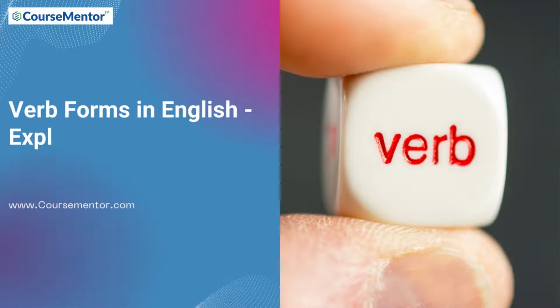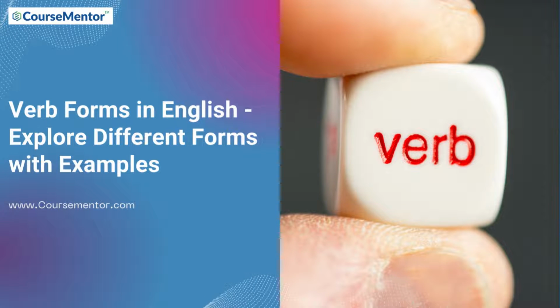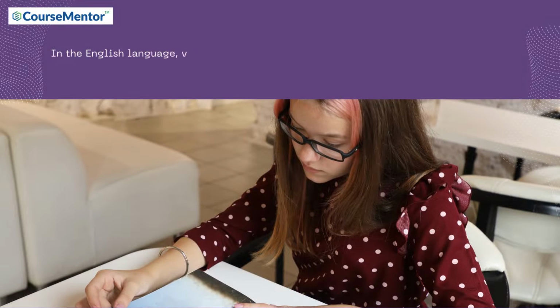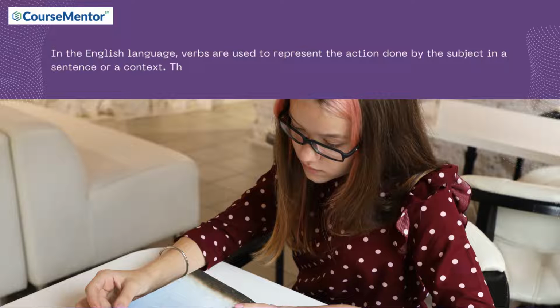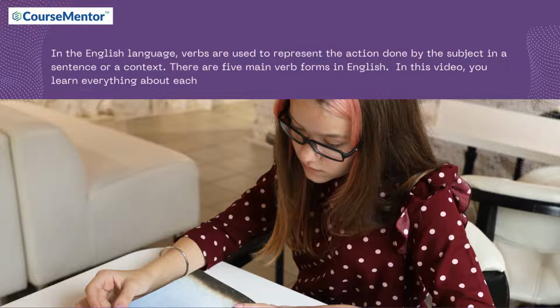Verb forms in English. Explore different forms with examples. In the English language, verbs are used to represent the action done by the subject in a sentence or context. There are 5 main verb forms in English. In this video, you learn everything about each one of them in detail.